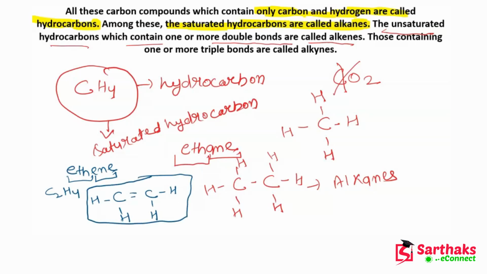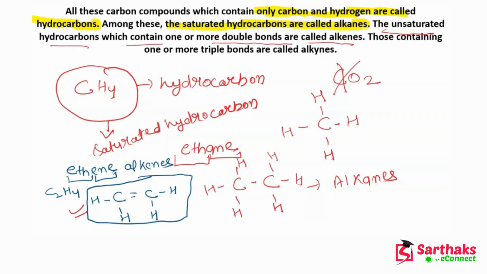Now guys, here, because there is a presence of a double bond, that's why this ethene is an alkene. Or these compounds, these unsaturated hydrocarbons where there is a double bond, this is known as alkene. I hope guys this point is clear to you.